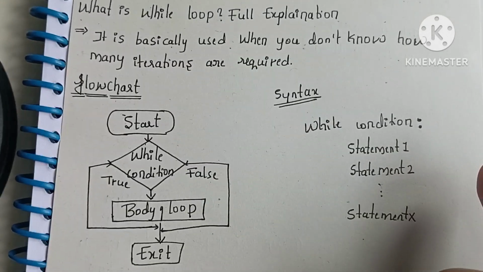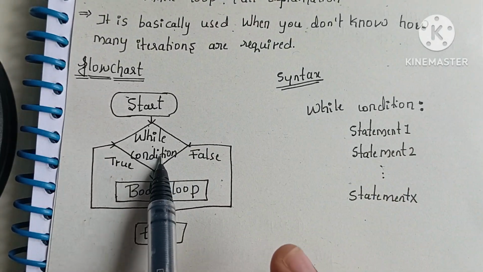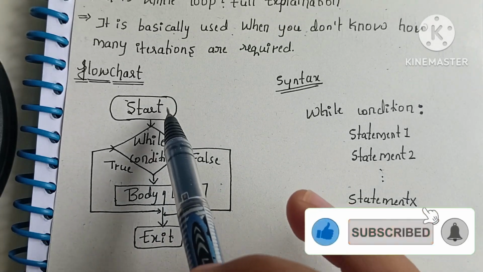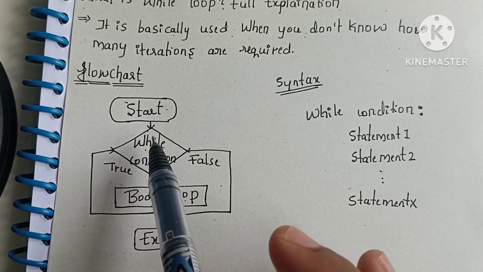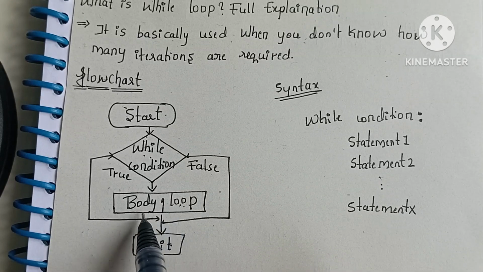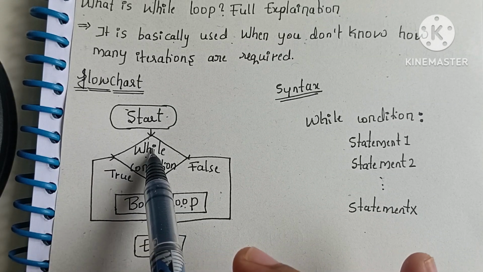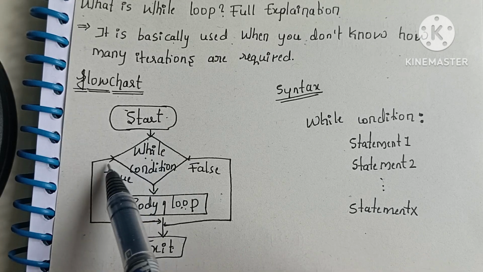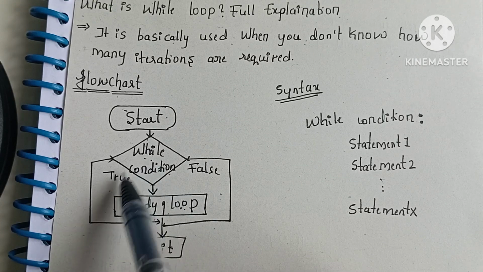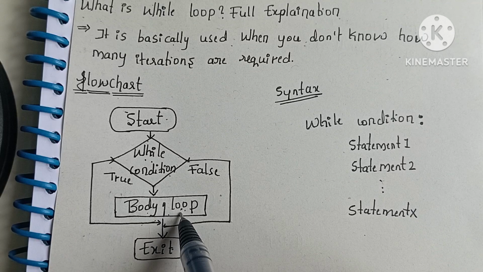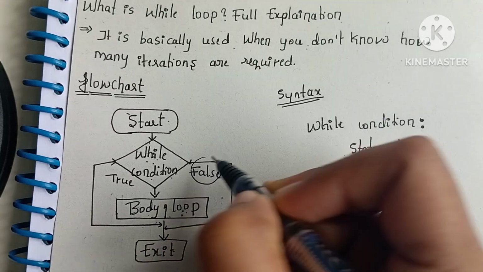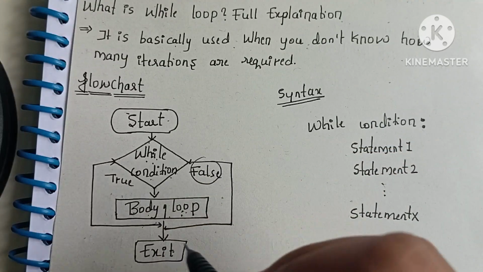So, flowchart: start, while condition, body of the loop and exit. Control will come like this, and if the while condition is true, then the body of the loop will execute, and it goes back again to check the condition. If the condition is true, control will again come to the body of the loop and the body of the loop will execute. If the while condition is false, then it will go to the exit point.